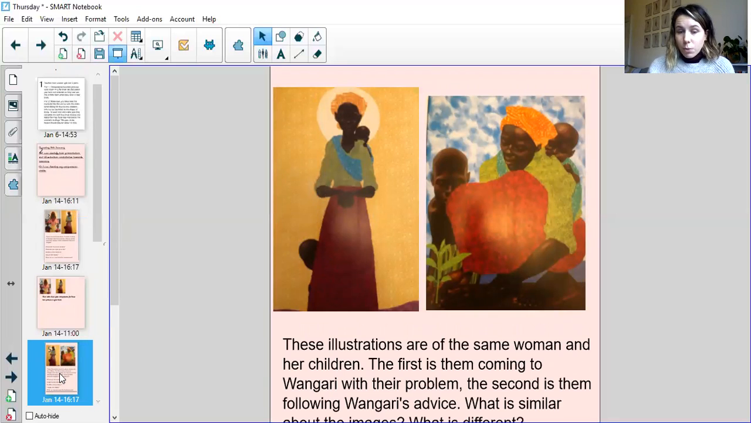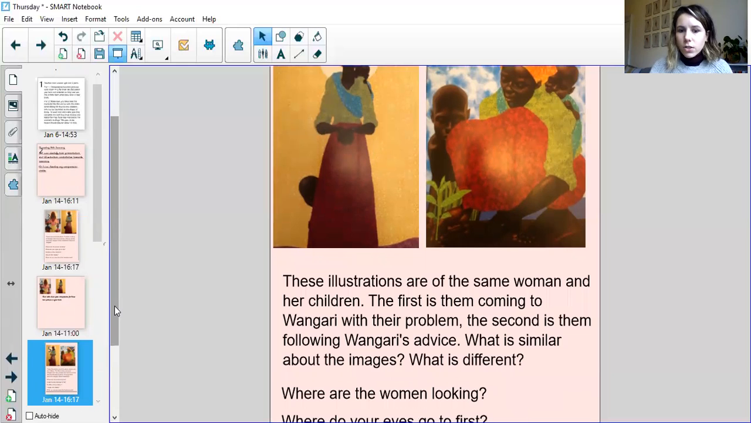So this is the first woman, and the first picture is before she met Wangari, and the second picture is after she met Wangari. And again, we're going to be comparing them. What are the similarities? What are the differences? Okay, and we are going to think about these questions now. Where are they looking?